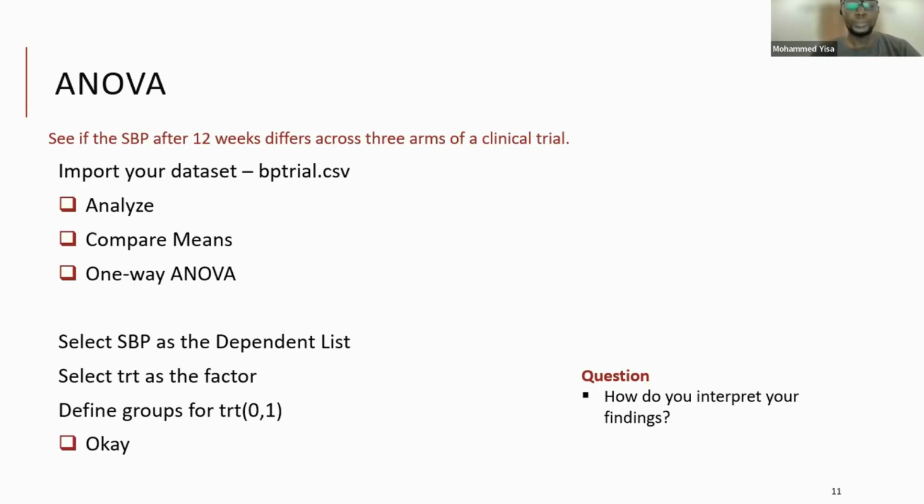For ANOVA also, you have a number of assumptions that need to be satisfied. The continuous variable you are testing needs to be normally distributed. Obviously, it has to be a continuous variable, and then the variances need to be equal across the three groups. I'm sure they mentioned a word like homoscedasticity in class. So that's basically some of the assumptions that need to be satisfied.